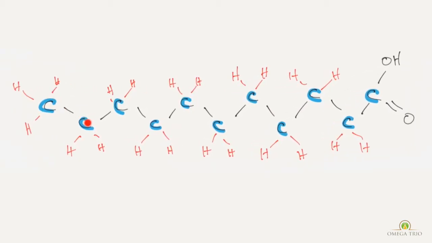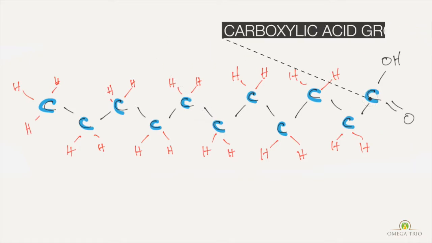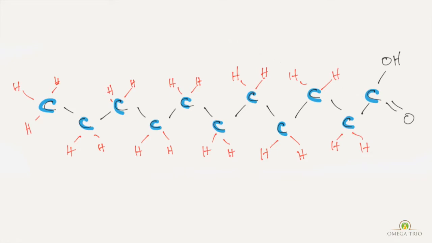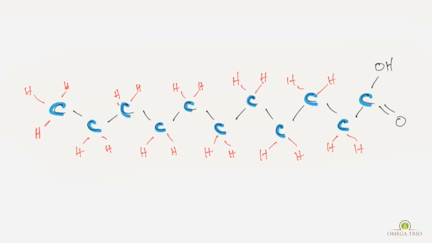We have a carbon backbone. See, these are carbons. These carbons have hydrogens bonded to them. So this backbone is known as the fat group, and this side over here is known as the carboxylic acid group. What this means is that we have a fat group and an acid group, and that makes it a fatty acid. You can see here that each carbon has 4 little sticks, and those sticks represent bonds. And it can bond with 4 other things because it has 4 electrons to share.